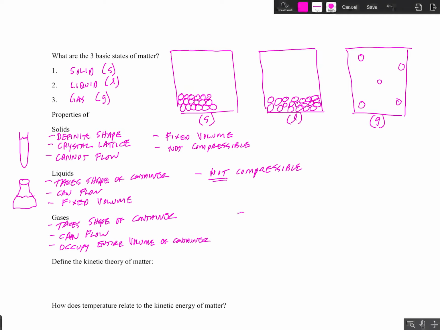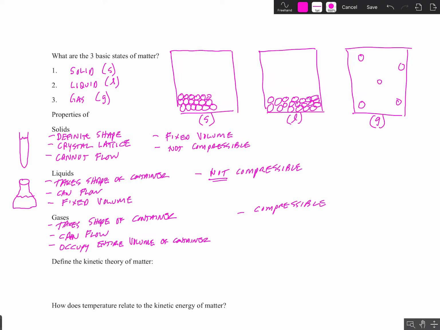And one thing that's interesting about gases that's different than liquids and solids is that they are compressible to a great extent. You can push gas particles closer and closer to each other. They are compressible. In fact, if you apply enough pressure to a gas, you can actually cause it to become a liquid. You can squish the particles so close to each other.